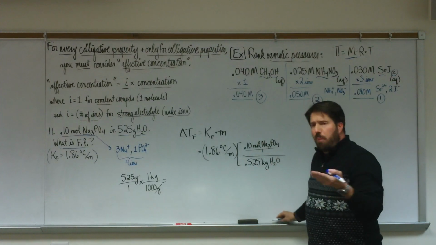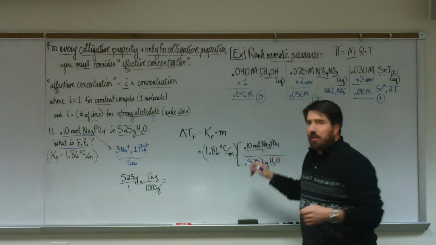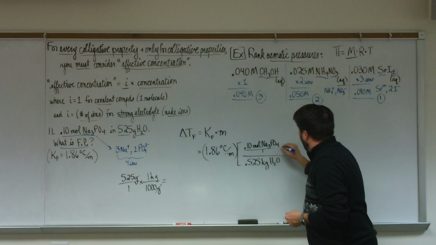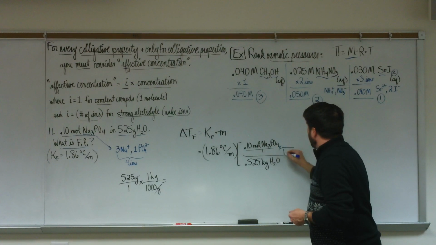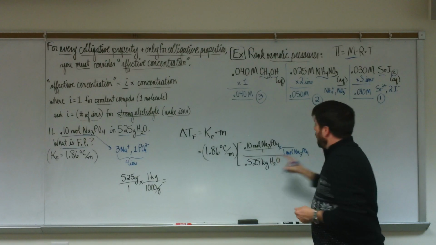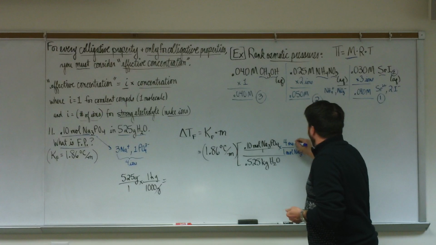And now for the new part, because we've done things like this part already, but I'm claiming this is a colligative property and it has ions. So I'm going to add the term that for every 1 mole of Na3PO4, for every one of these formulas, you get 4 moles of ions.